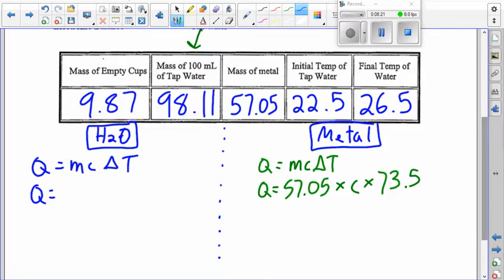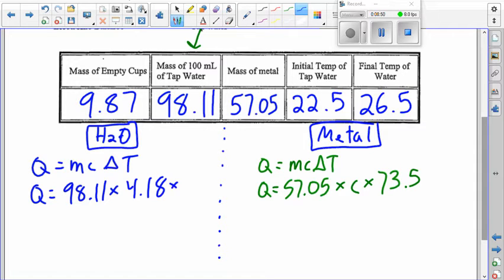So, the Q of the water. I need to use the mass of the water, the C of the water, and the delta T of the water. I hope this is getting annoying, okay? Make sure you use water all the way across when you're talking about the Q of water. So the mass of the water, 98.11. The C of the water is 4.18. Never forget, never forget.